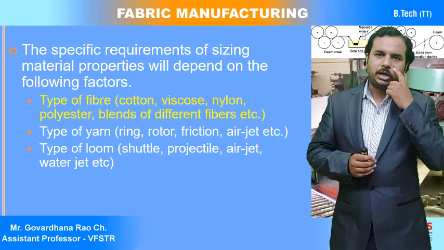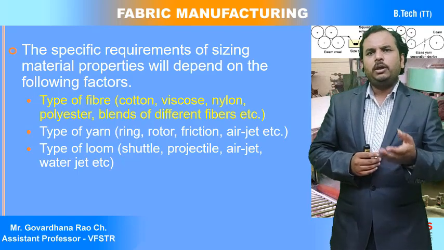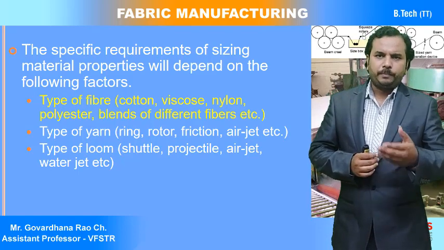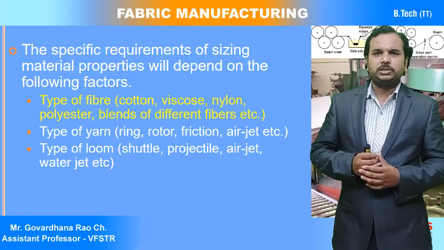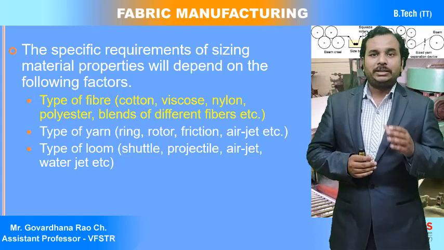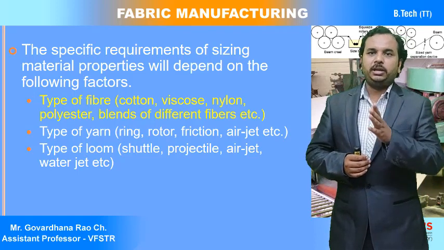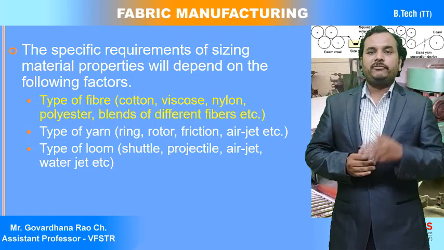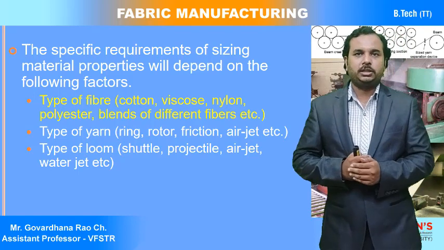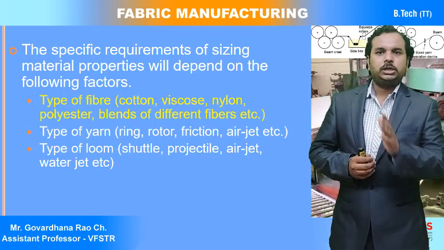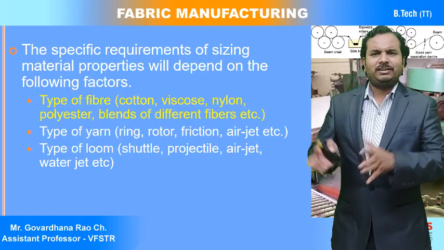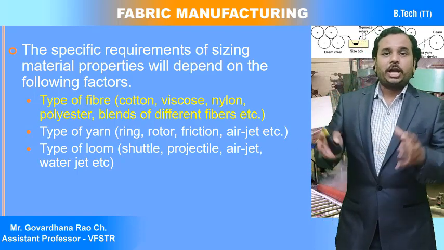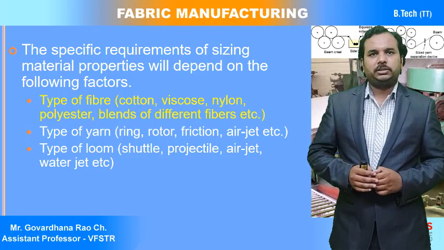In yarn manufacturing you are going to learn only one or two, like the basic ring spinning process, but there are different spinning and yarn manufacturing processes: ring, rotor, friction, air jet, etc. So the type of yarn is also one of the factors.